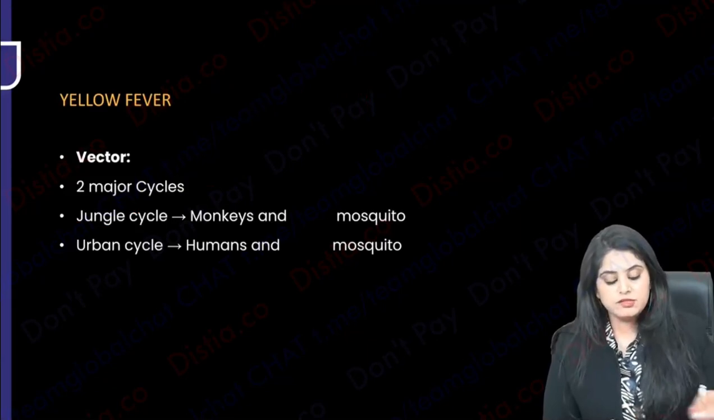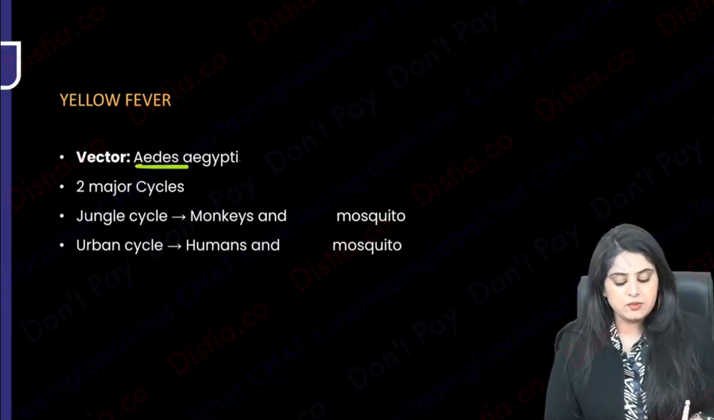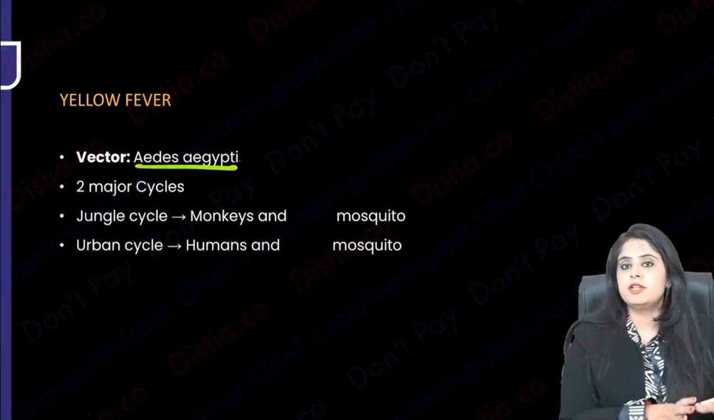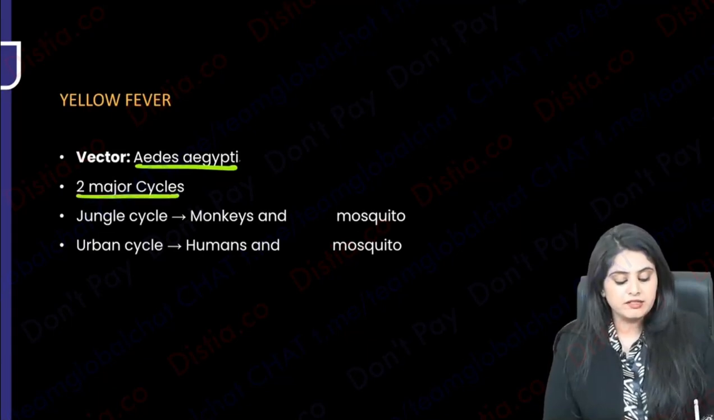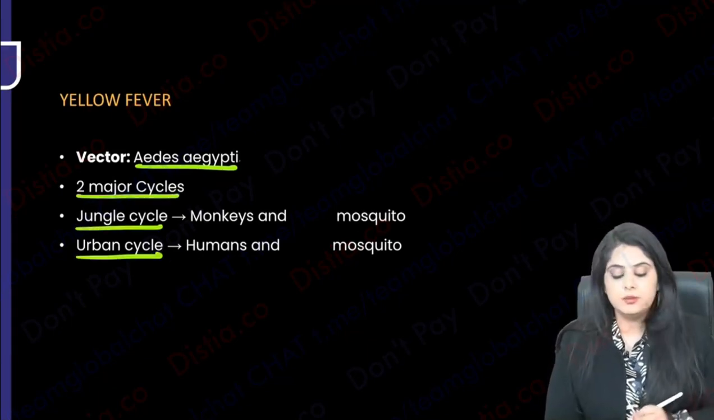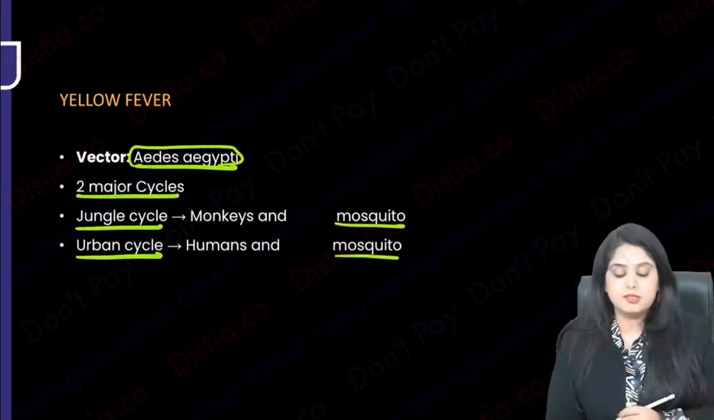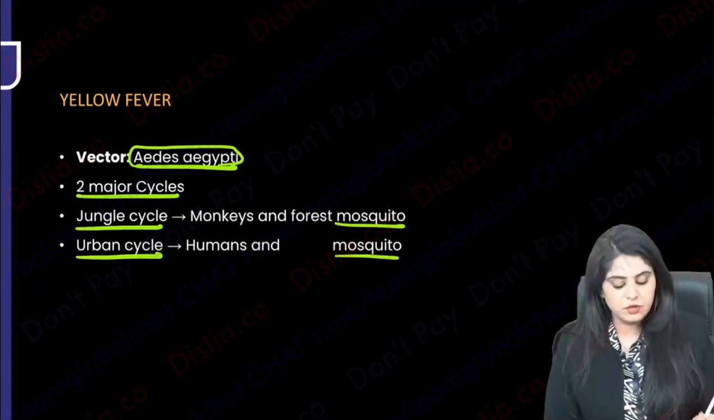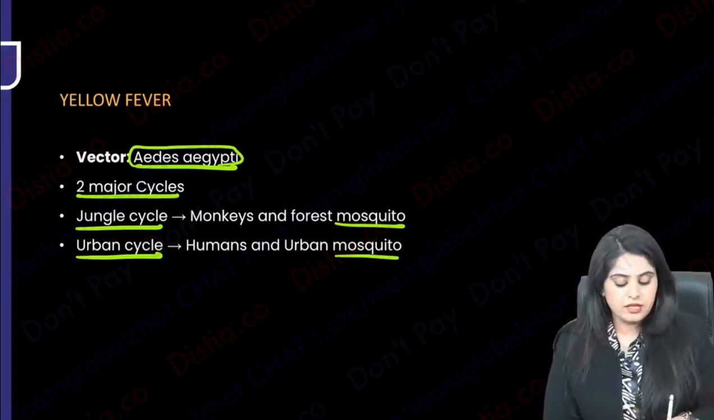Now what I have to know is about obviously the vector. What is the vector for the yellow fever? Again, the Aedes aegypti. So many things are coming with Aedes. So what I'll do in the end, I'll make one list for Aedes, one list for Culex, so that we are sorted. What are the 2 major cycles? There is something known as a jungle cycle and an urban cycle. Common sense, both of them have to have a mosquito in it. The Aedes mosquito. So the jungle cycle will have the forest mosquito, the jungle mosquito of course, and the urban cycle will have the urban mosquito. Okay, this is again common sense.